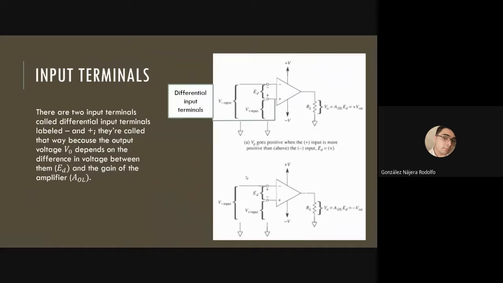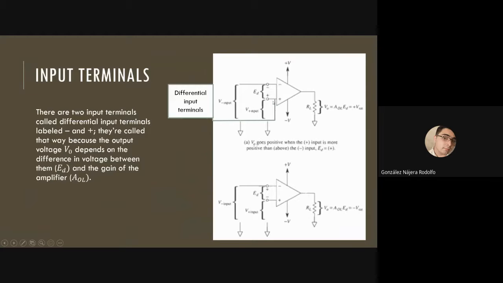Input terminals. There are two input terminals called differential input terminals, labeled negative and positive. They are called that way because the output voltage VO depends on the difference in voltage between them and the gain of the amplifier. Here we see the differential input terminals, one negative and the other positive.